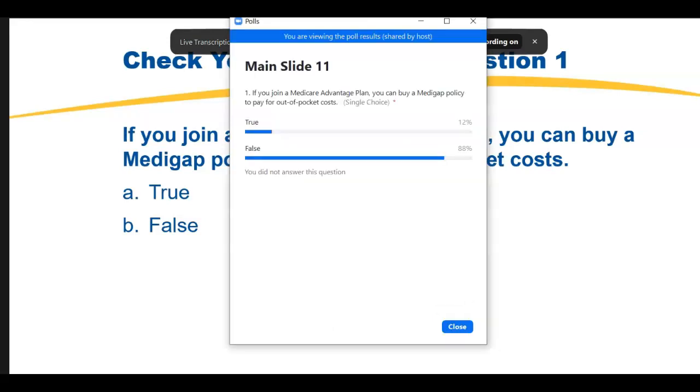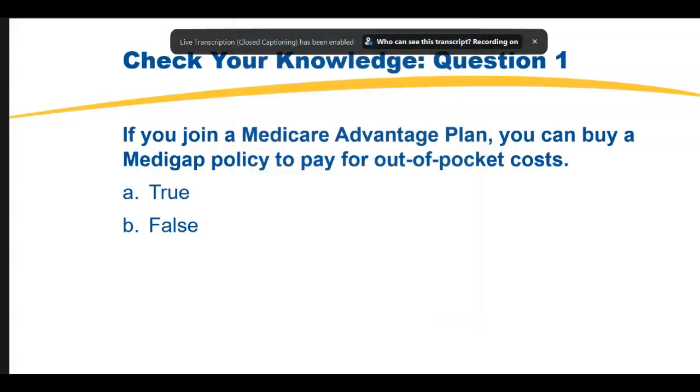Okay. All right. Let's see how we did. We have a few trues. So we have about 12% true and 88% false. And the answer is false. The Medicare Advantage plans do not work with Medigap policies. So if you're in an MA plan, you can't use the Medigap policy to pay for those out-of-pocket costs. So, okay. Next one.